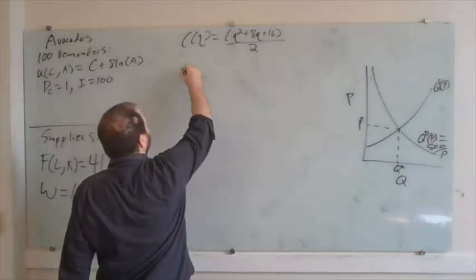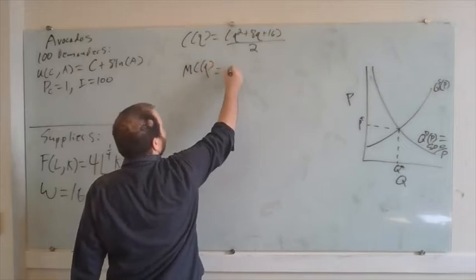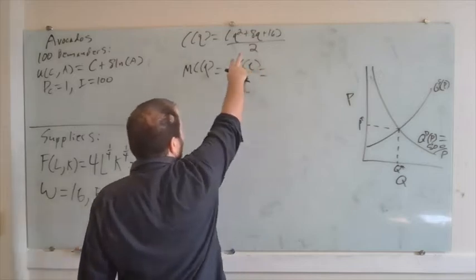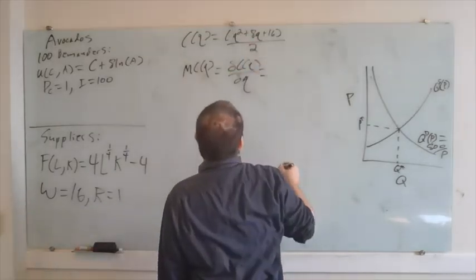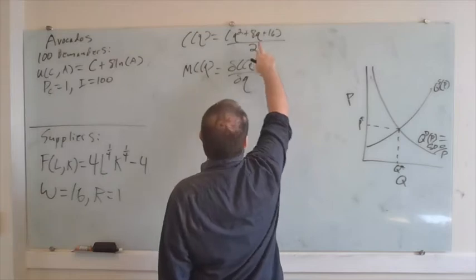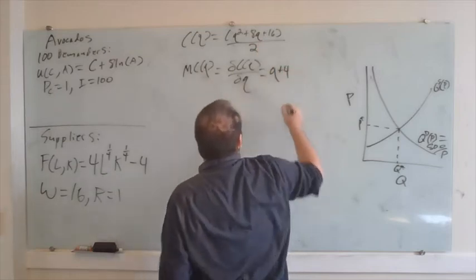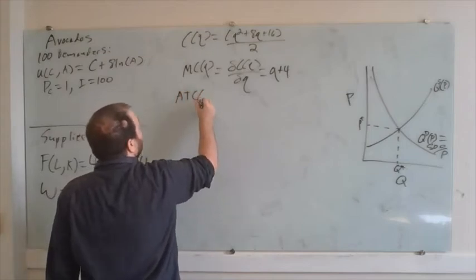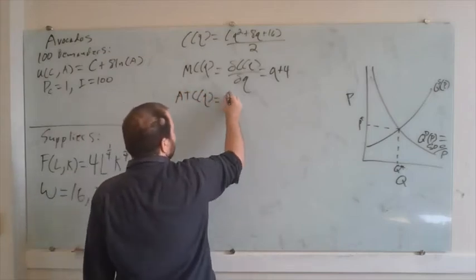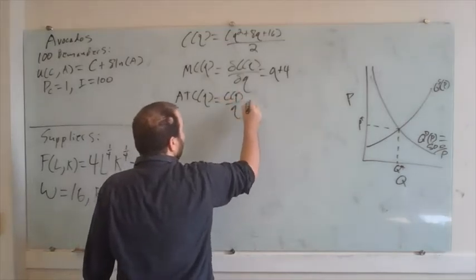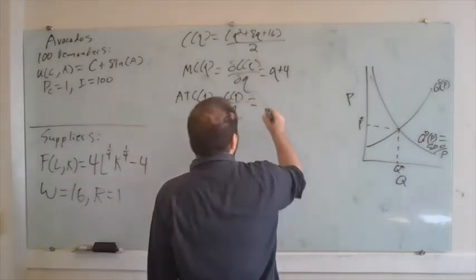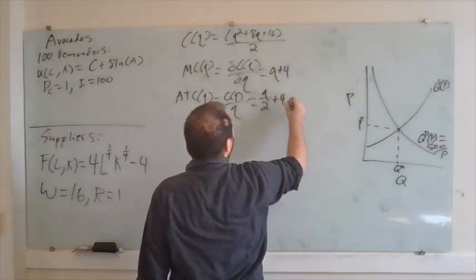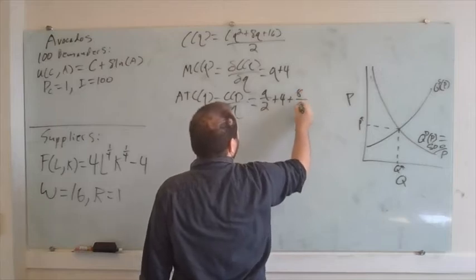So marginal cost is just going to be dC/dQ, which is going to equal the derivative of Q squared over 2, which is Q, plus the derivative of 8Q over 2, which is 4. Average total cost is just going to be C of Q over Q. So this is just going to be Q over 2 plus 4 plus 8 over Q.